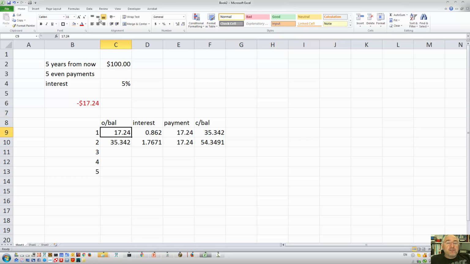Now look at how many payments I've made so far. I made one at the beginning of the first year, one at the end of the first year, and one at the end of the second year. So there's three payments so far. Okay, remember, I want to make five payments.